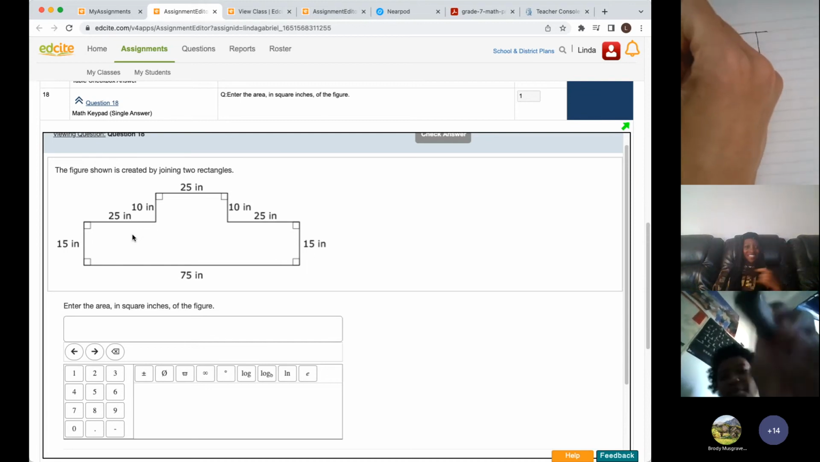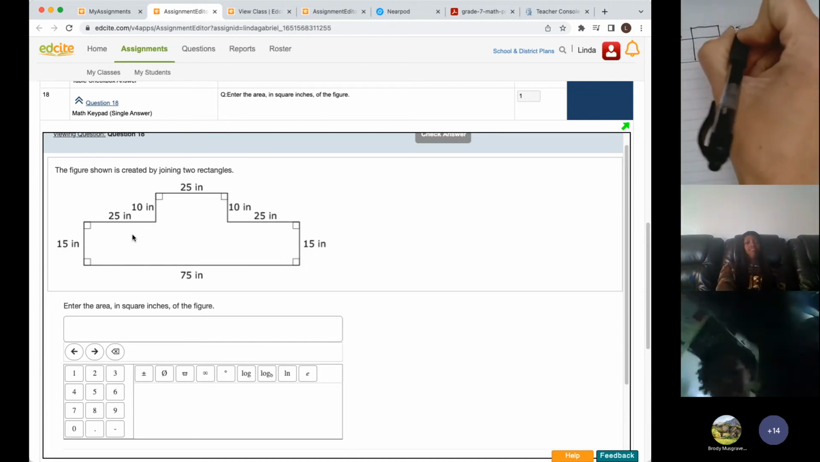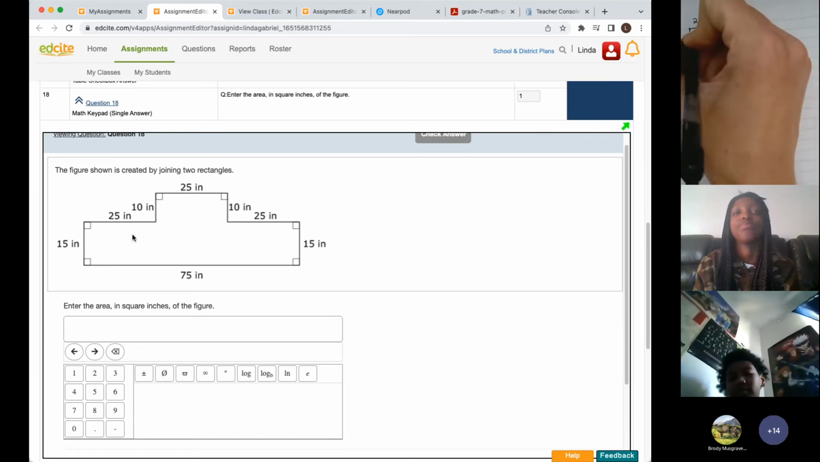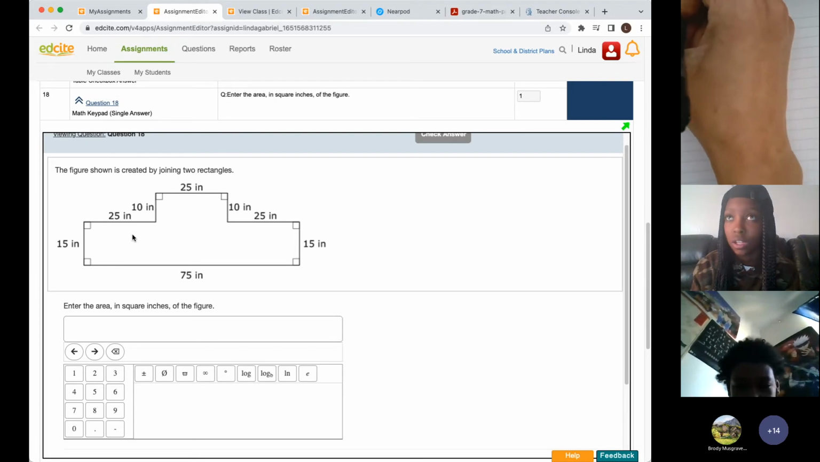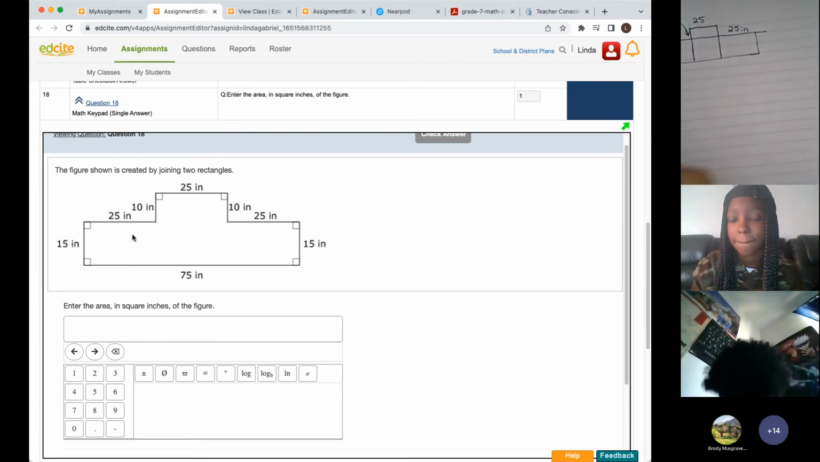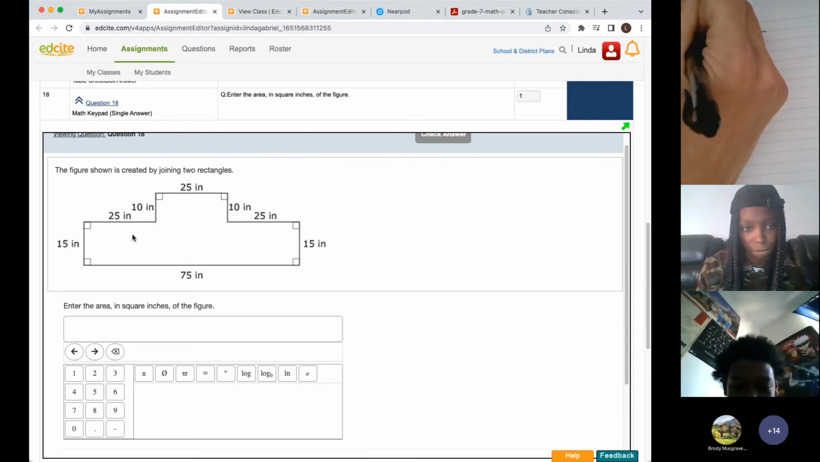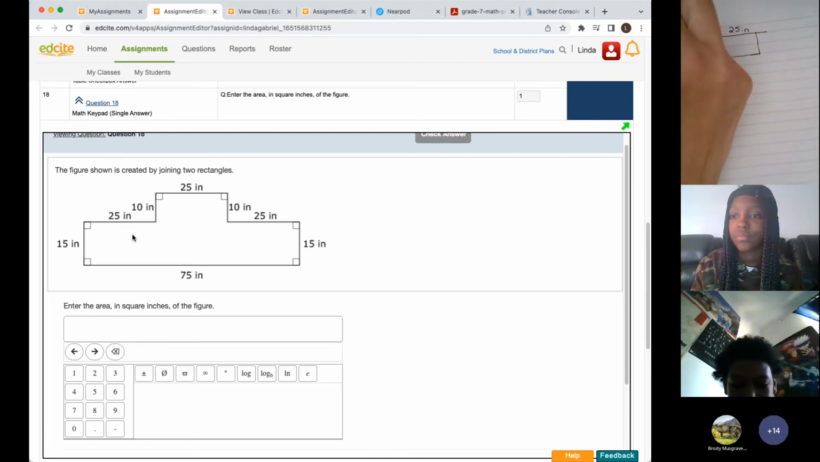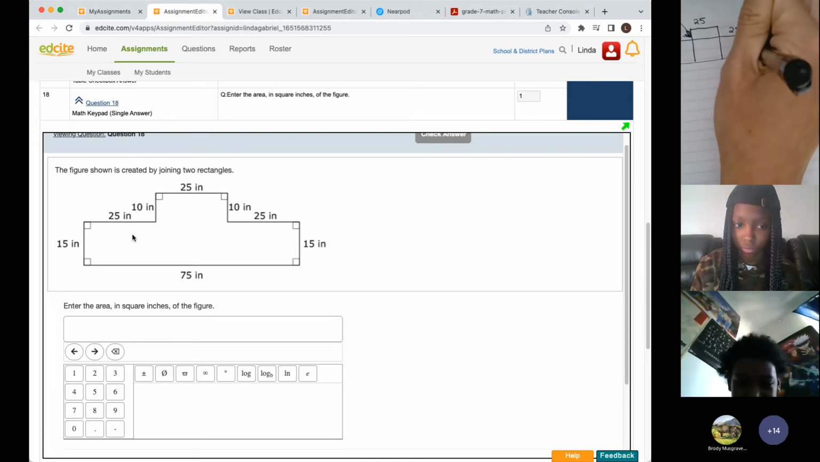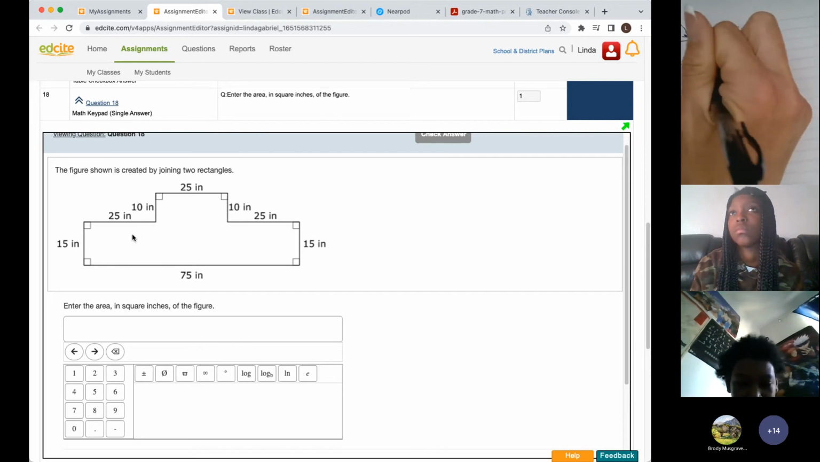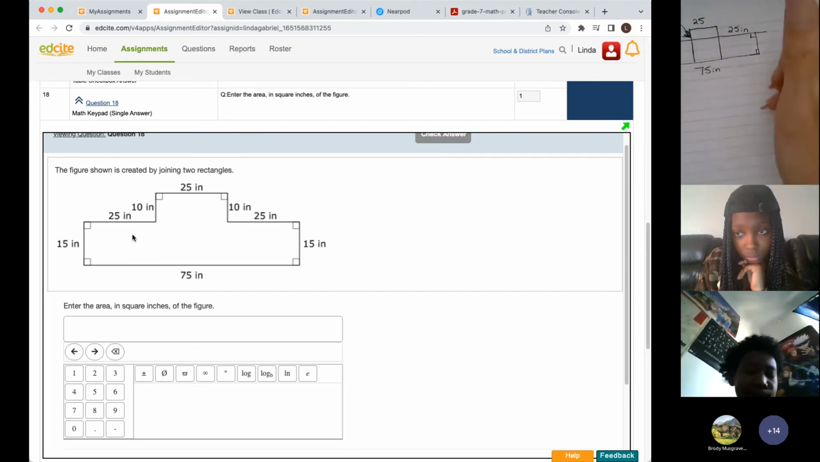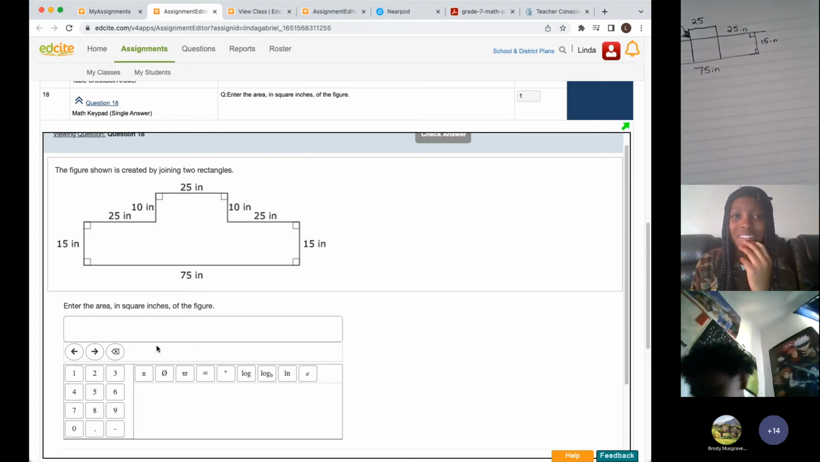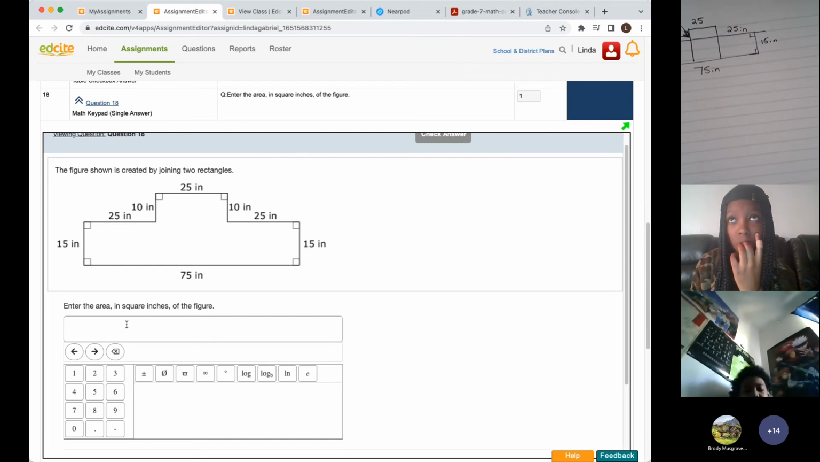So I've got 25 inches here, 25 inches here, 25. This is going to be 10 inches on the side. Then I've got 15, 75, and 15. All right, so it says enter the area in square inches of the figure.